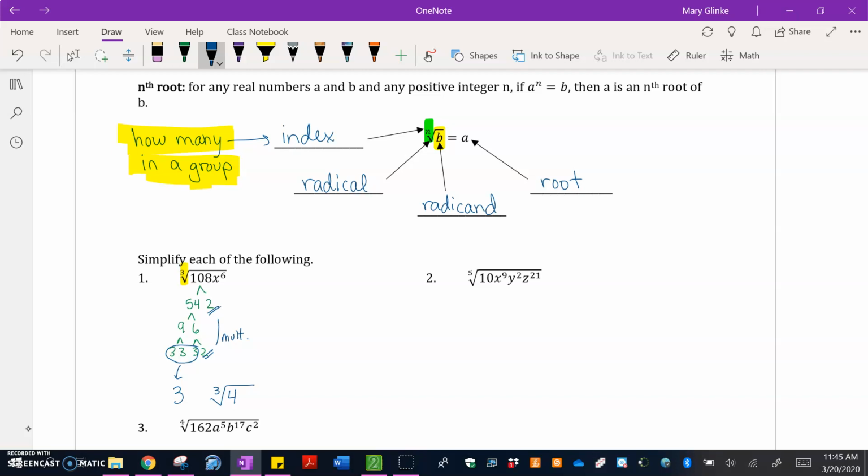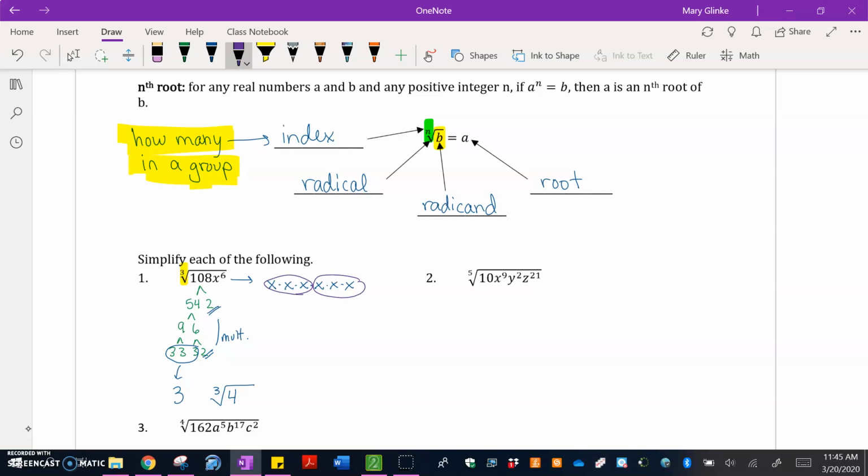To deal with the variables, we're going to imagine what x to the 6th actually means. It means you have 6 x's that are being multiplied together. As a reminder, our index here is still saying we're looking for groups of 3. So we're going to circle groups of 3 for our x's. And I can see that there are 2 groups of 3.